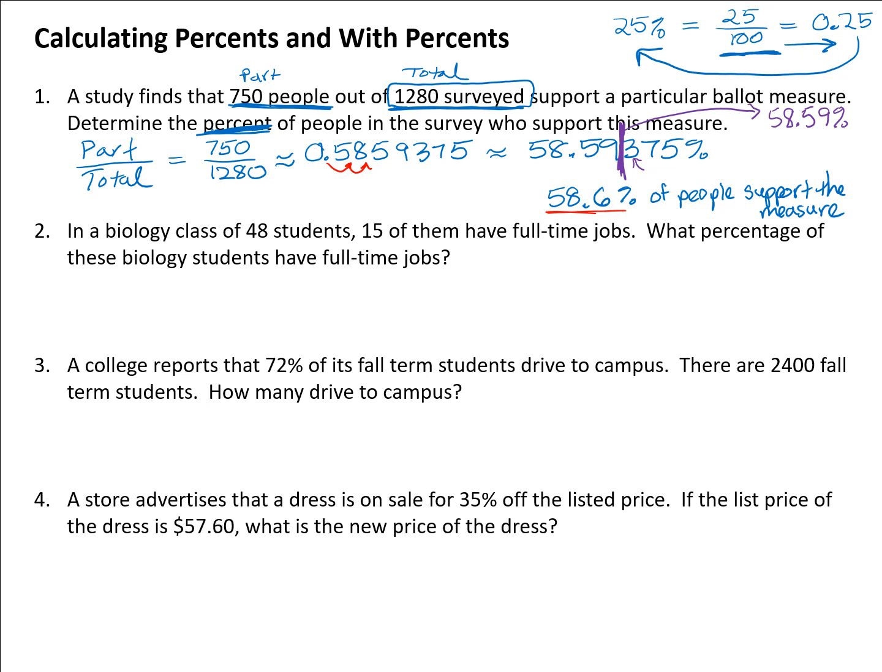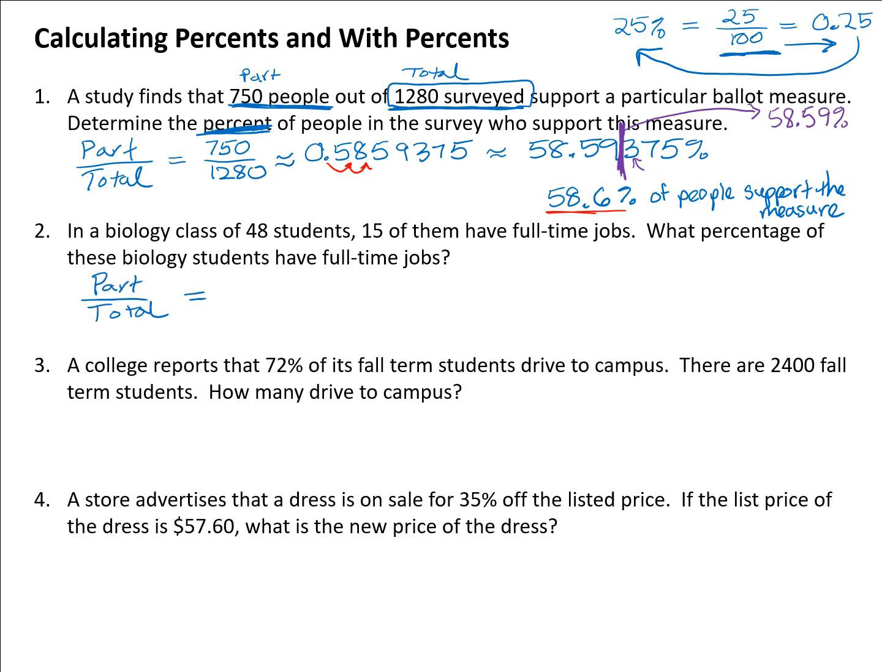All right, moving on to problem number 2. In a biology class of 48 students, 15 of them have full-time jobs. What percentage of these biology students have full-time jobs? Well, remember the rule for calculating a percent is to take the part and divide by the total.